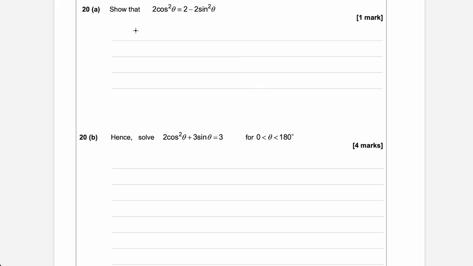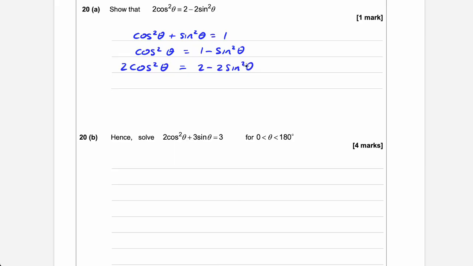So we start with our formula from the formula sheet, cos squared theta plus sine squared theta equals 1. That's the Pythagorean identity. So this plus this equals 1. And then that means cos squared theta equals 1 minus sine squared theta. We just subtract the sine squared theta. And then 2 cos squared theta, if I multiply the left-hand side by 2, I'll multiply the right-hand side by 2. So this is 2 minus 2 sine squared theta. So therefore you've shown it. I'll just write QED, done.